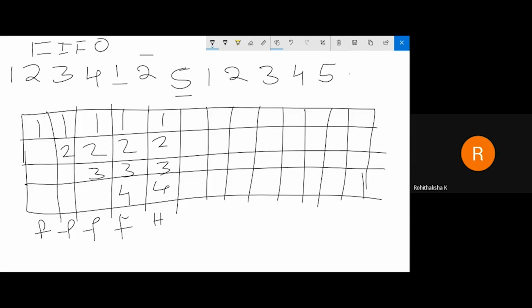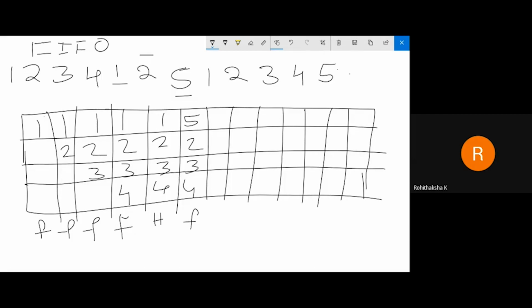Okay, so if I take another string, like say 5, 5 is not there, so I have to replace it with an existing page number. 1 is the first page that was inserted into the page table, so replace that 1 with 5. So 5, 2, 3, 4, and now make it a page fault.